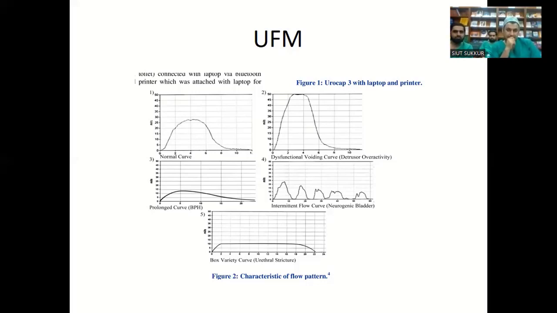Last slide. Just to discuss UFM, there are curves, as Dr. Naveed said, that we should look at, along with all the parameters of UFM. Just a few examples. A normal curve is bell-shaped like this one. If there is dysfunctional widening, a curve of detrusor activity, there is a tall tower shape, while in a prolonged curve there is BPH. And if there is neurogenic bladder, then an intermittent flow curve we can appreciate. And in urethral stricture there is a uniform, box variety curve, correct? It is also called a plateau curve, urethral stricture.